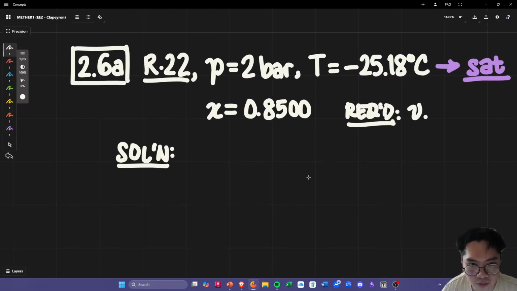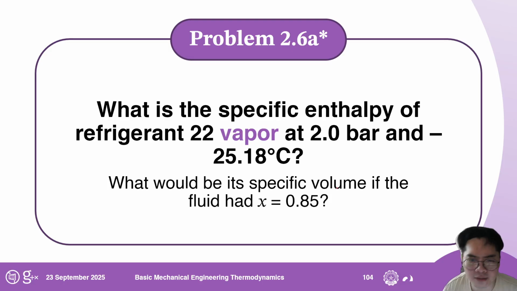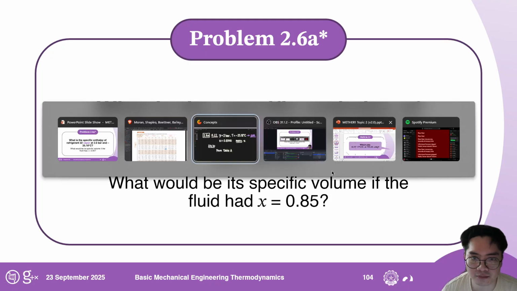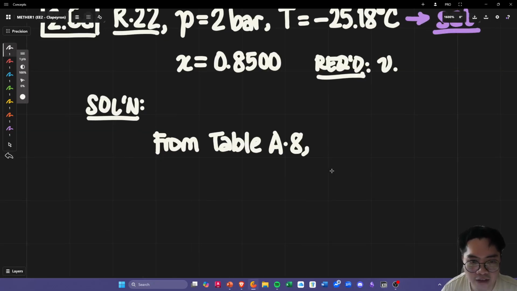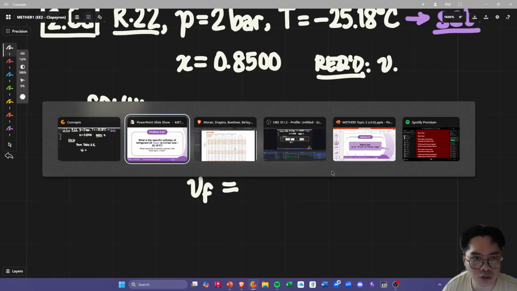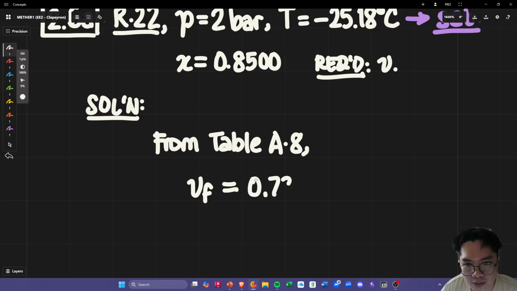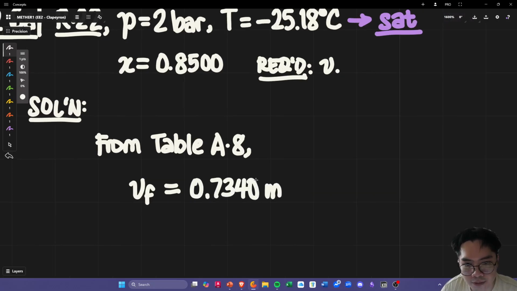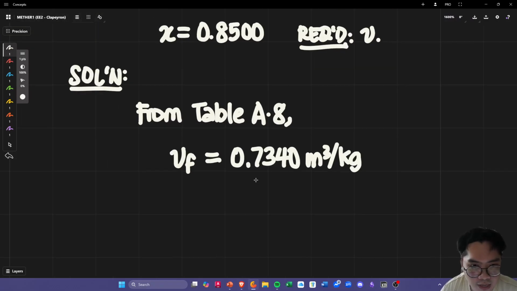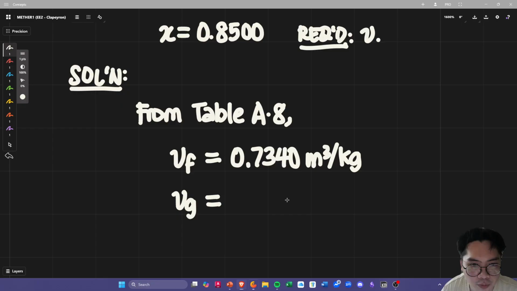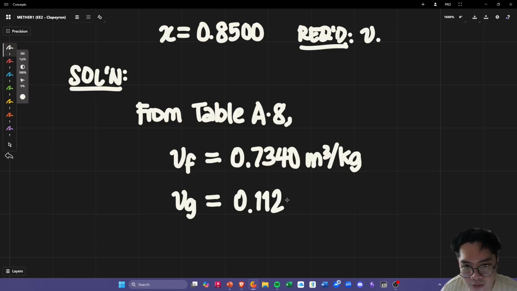So from our tables, from what table is this again? From table A8. Yeah, table A8. Our value for VF, what is our value for VF? It's 0.7340 meter cube per kilogram. And then our VG is going to be, what is our VG? 0.1123 meter cube per kilogram.